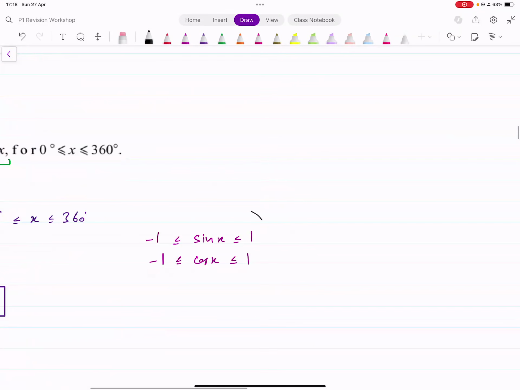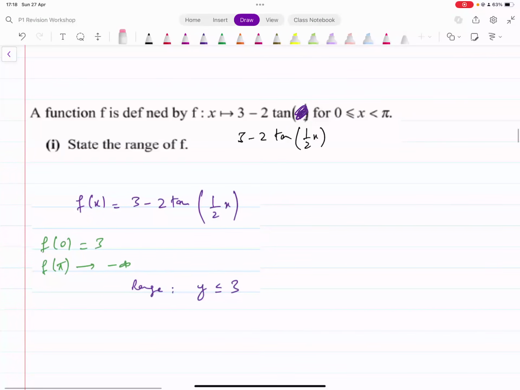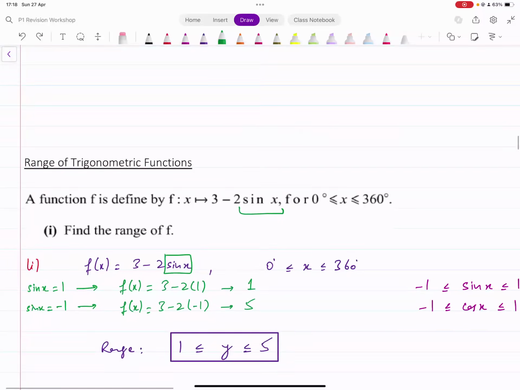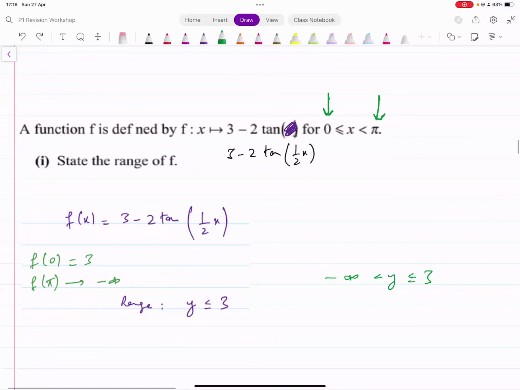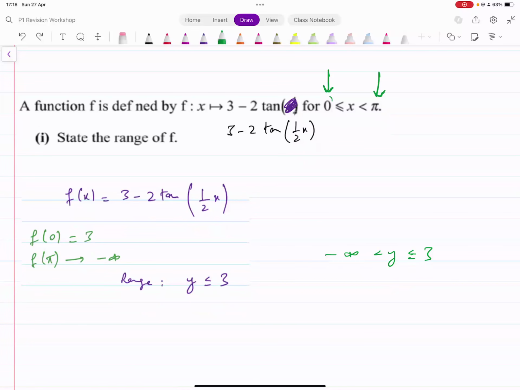Now tan does not have its values between -1 and 1. Tan can go from negative infinity to positive infinity. In this case, you just have to check the endpoints, check what happens at 0, check what happens at pi, and that is going to be the range of the function. 0 is giving you 3, pi is giving you negative infinity. So you say the range is going to be from -infinity to 3, which is the same thing as saying that it's just y less than or equal to 3. Now for sine and cos functions, you try 1 and -1, if the cycle is completing. For tan, you just check the endpoints, check what happens at 0, check what happens at pi, and that will give you the result.